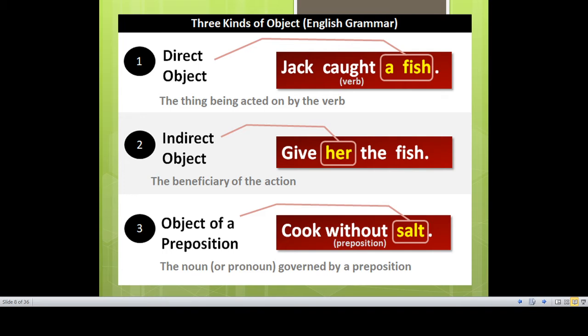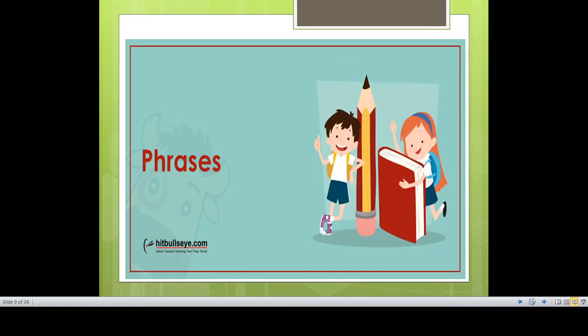So just keep in mind these three kinds of object in English grammar. You have a direct object, which is being directly acted on by the verb, and then you have an indirect object, who takes the advantage or who is benefited off of this action. And sometimes you do have objects very closely related to prepositions, and they are called the object of a preposition.